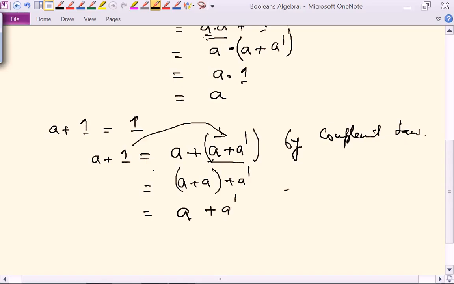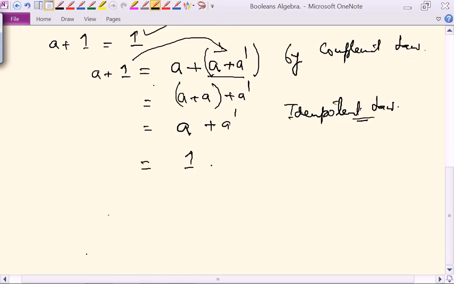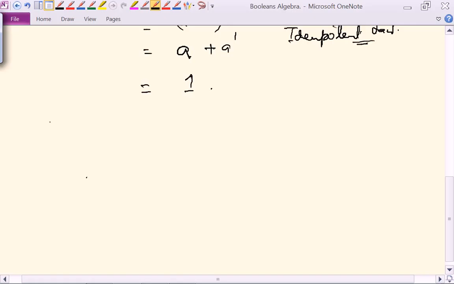It's called idempotent law. We already discussed these things in our discrete digital electronics. Idempotent means if you have A or A, that is equal to A, right? And what is A or A complement equal to? That is equal to 1. So we got the right hand side. So hence proved.